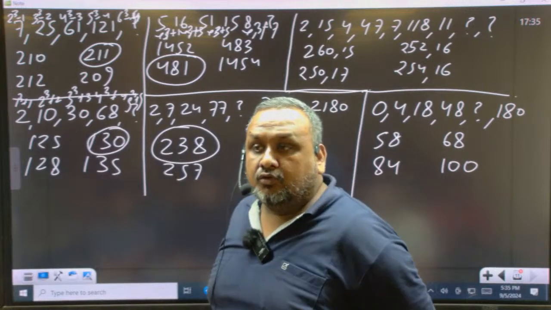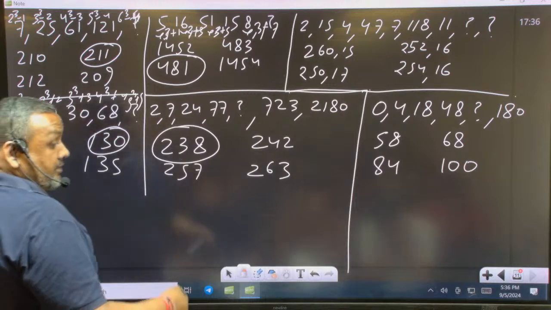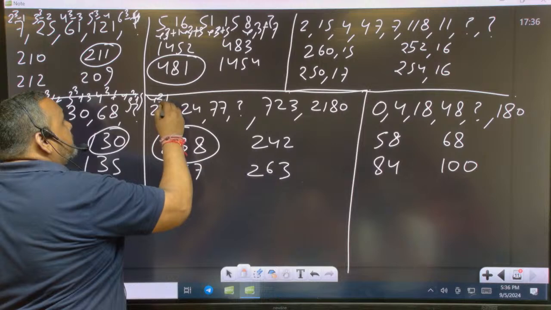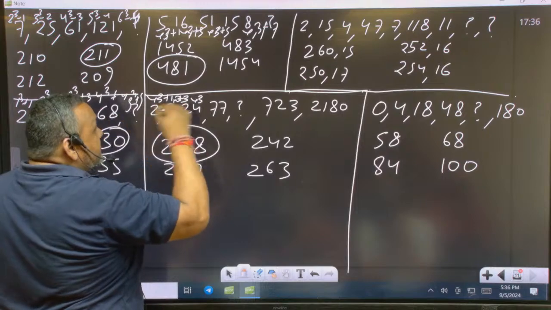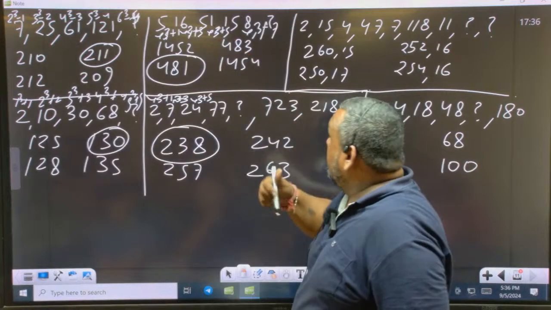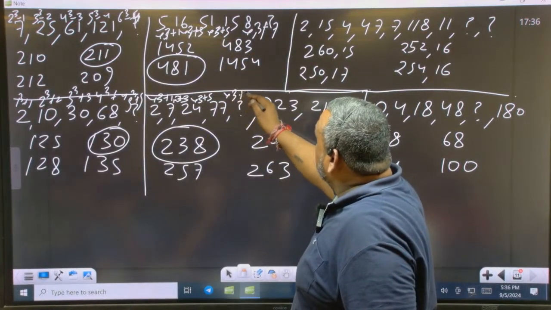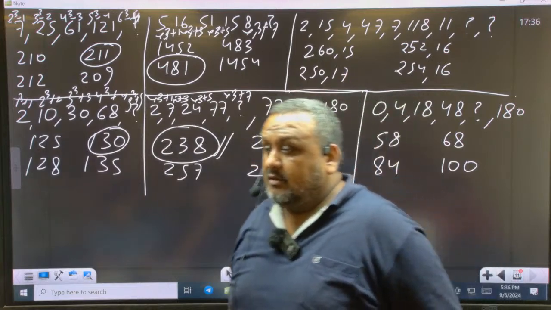Answer 238. Right? Again, every time the distance increases in a multiplying manner, there must be the logic of multiplication. Look, again the same pattern. That's why we are here, to catch the pattern. 2 into 3 plus 1, 7 into 3 plus 3, 24 3s are 72 plus 5. Again the same process like the previous one. 77 3s are 231 plus 7, 238. Answer.